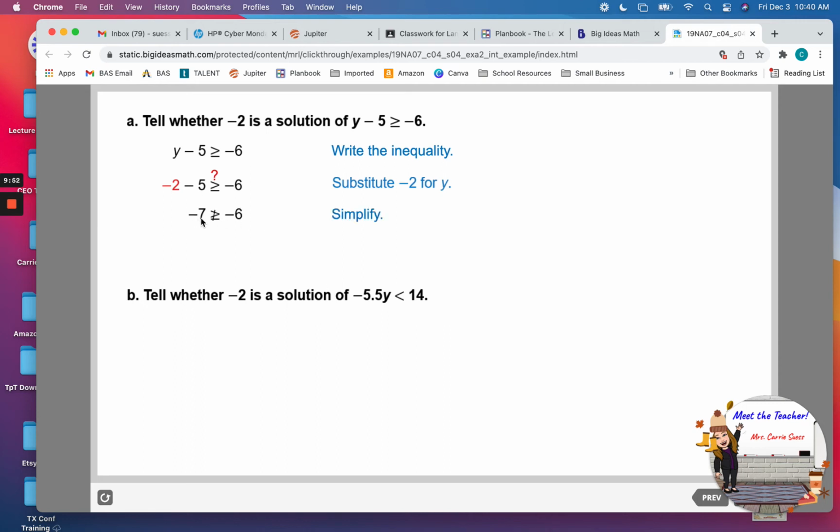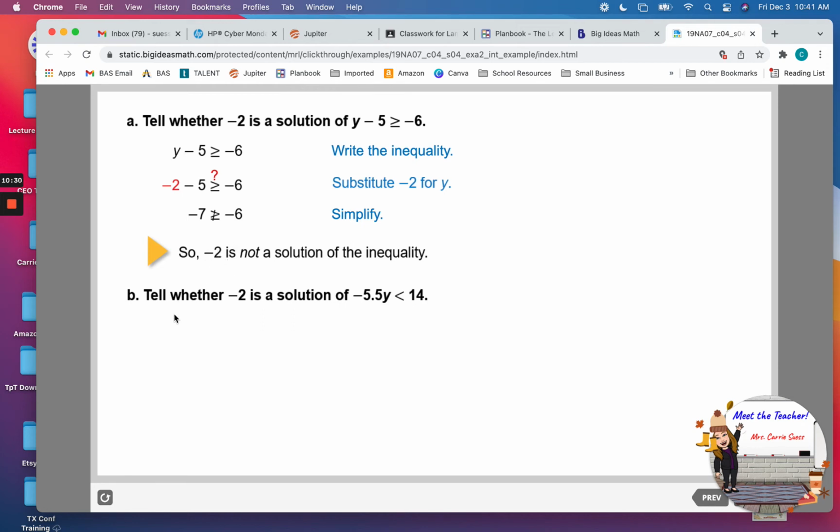Is negative 7 greater than or equal to negative 6? Further negative is actually smaller. So even though you would think the 7 is larger, remember, the further negative you go, the smaller the number is. So this is not true. So negative 2 is not a solution. If you were taking your test, you would write not a solution. If you were writing this on paper, you'd say not a solution.